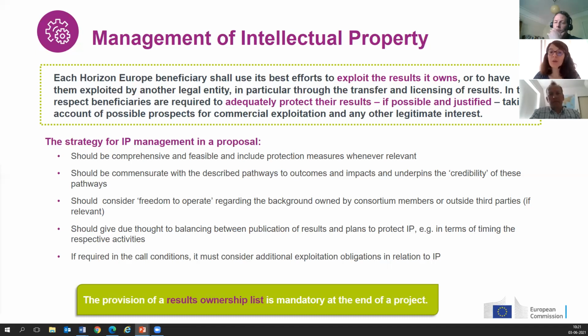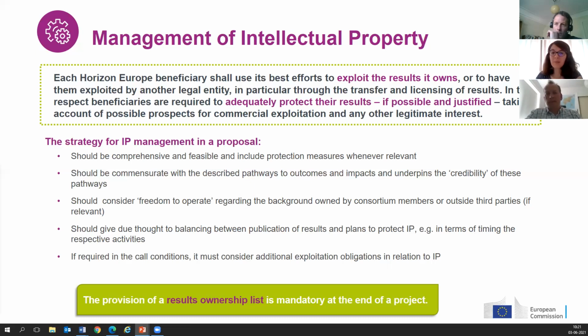And for this strategy, you have here a list of bullet points. This strategy should be comprehensive, should be feasible, and it should include the relevant protection measures. Could be patenting, could be copyright, all kinds of measures for the protection of intellectual property. Of course, it should be commensurate with what you described in the section about the project pathway to outcomes and impacts. You should consider the freedom to operate regarding the background owned by the consortium members or outside third parties, if relevant.